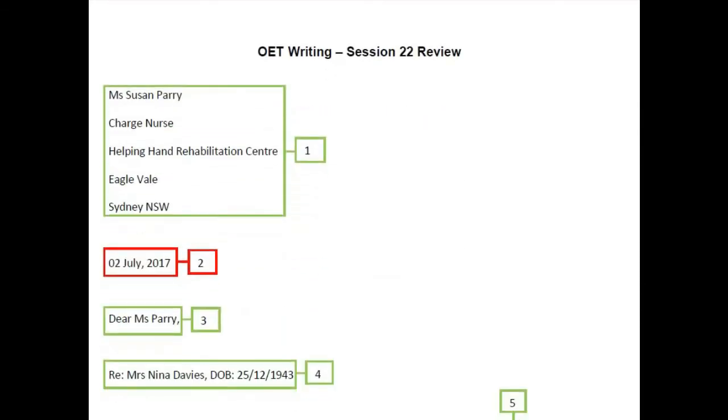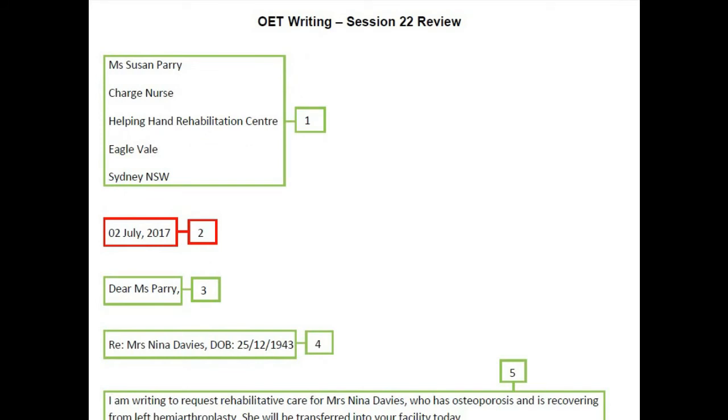Now let us see how we can write a letter with the help of a sample letter written by a candidate from India. The address, salutation and the reference are perfectly written. The date written here is wrong because the writer has used the discharge date. It should be today's calendar date unless today's date is not specifically given in the case note.